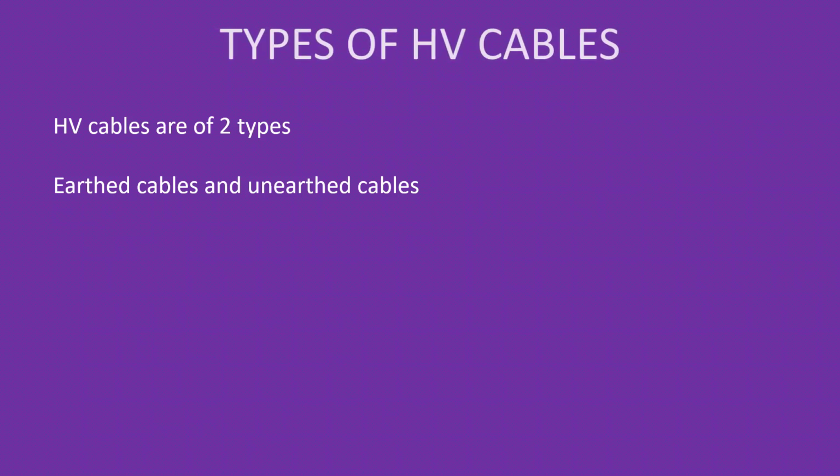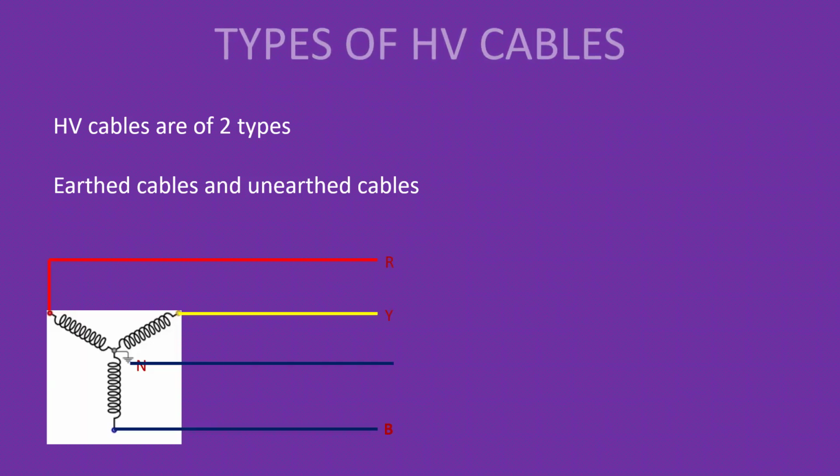Before entering into the topic, we need to know what are earthed and unearthed systems. We know the transformer windings can be connected in star or delta. In star connection, the common point is called neutral. The neutral is connected to the ground, or the neutral is earthed through a solid wire. If the neutral is earthed through a solid wire, this system is called an earthed system.